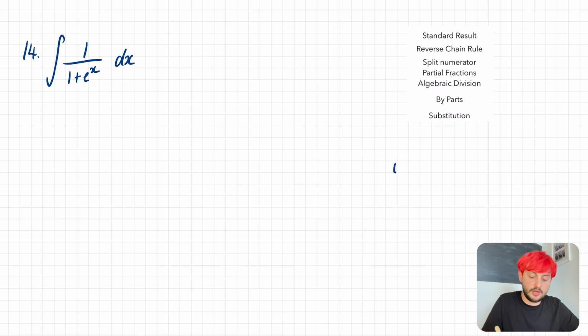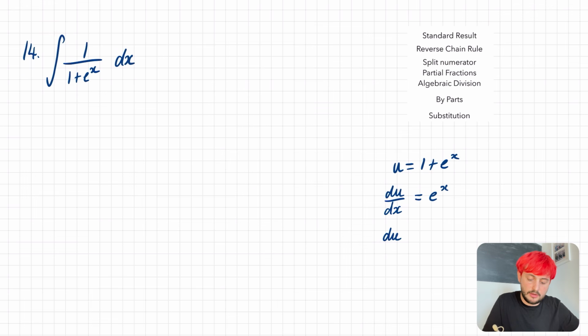Now, you could try doing u being equal to e to the x. It's not going to do anything. It's not really going to change what's going on with your function. So I like to try the whole denominator. So I get u equals 1 plus e to the x. Okay, we're going to differentiate this so that we can find out what dx is. So this is just going to differentiate to e to the x.